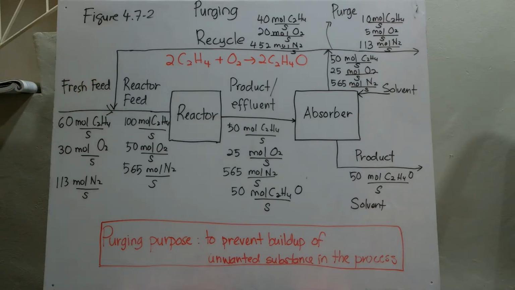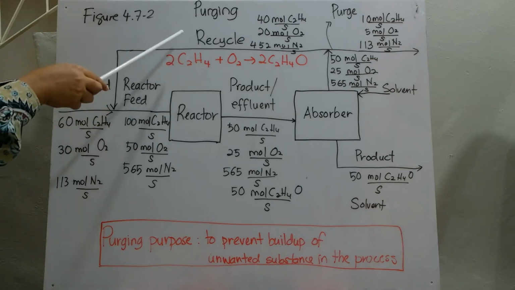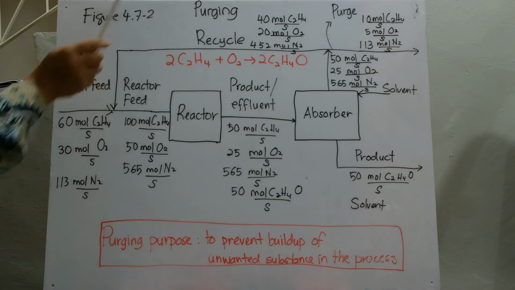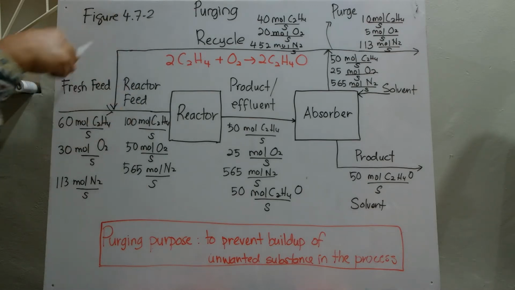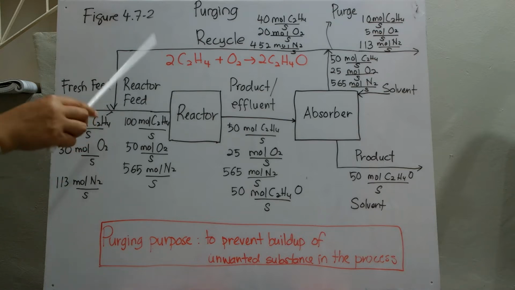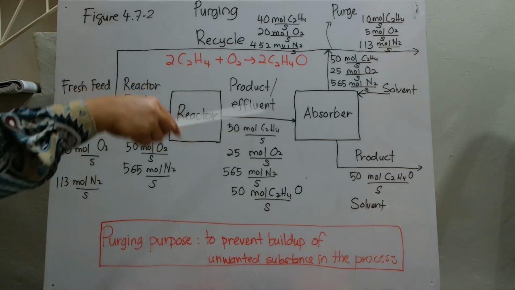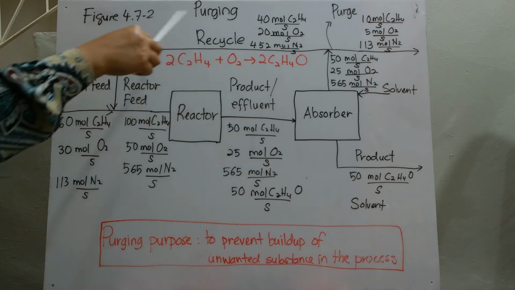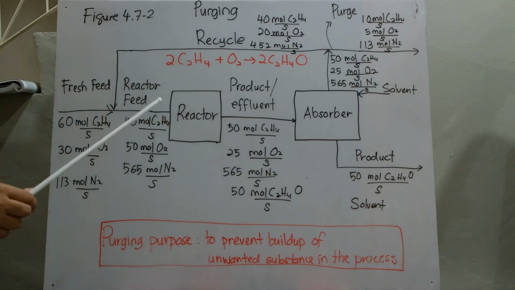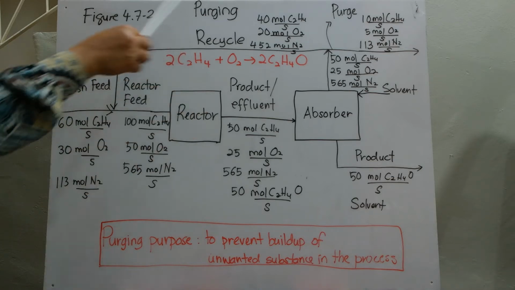Today we will go into purging, where purging falls under the recycle section. When we have recycle, sometimes we still need purging. Why? Because sometimes we have in our system an unwanted compound that we do not want to recycle, but actually want to remove from the process, because if we do not purge it out, it will accumulate in our process and cause a severe effect on the total process.